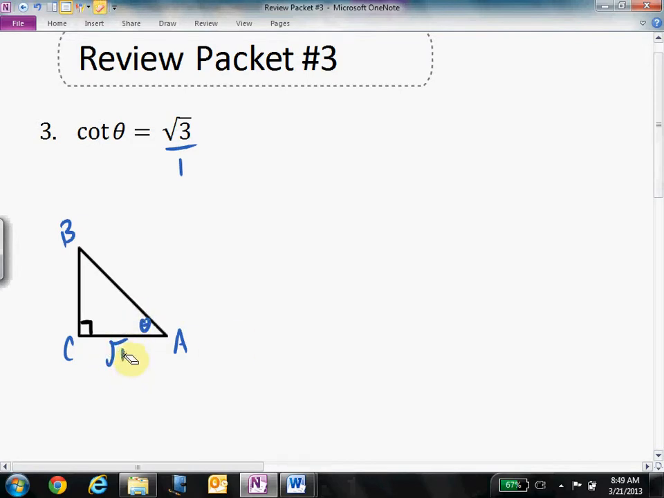Whoops, I wrote a 1 there for some reason. It's square root of 3. Alright, that's the adjacent side. The opposite side will be 1, because square root of 3 is the same thing as square root of 3 over 1.